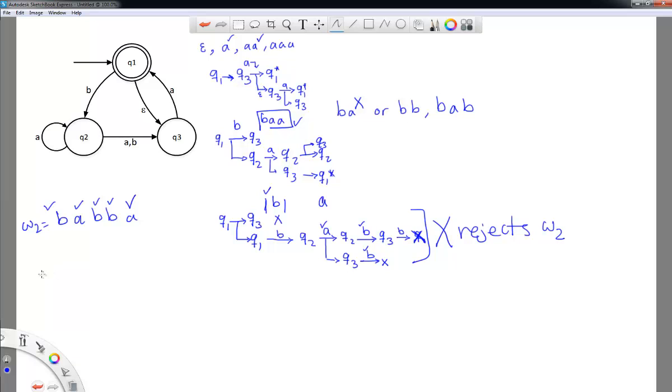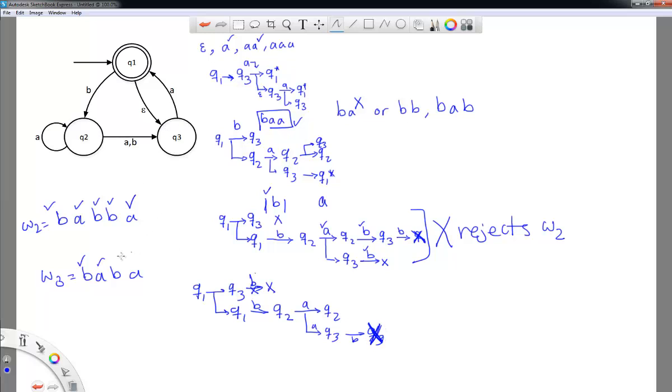However, with the string BA, let's say W3, being the string BA, I start in Q sub 1, immediately branch into Q sub 3, and of course I am in Q sub 1. Then in Q sub 3, when I see a B, that dies off there, and with a B I go to Q sub 2. So that's the first B processed. Now Q sub 2 with an A branches into Q sub 2 and Q sub 3. And then Q sub 3 with a B dies, because Q sub 3 doesn't have an outgoing transition, but Q sub 2 with the B goes to Q sub 3. And then finally Q sub 3 with an A goes to Q sub 1, and that means that the string W sub 3 is going to be accepted.